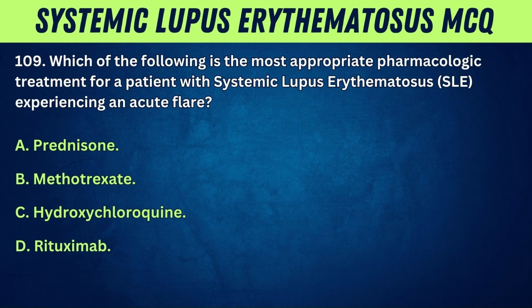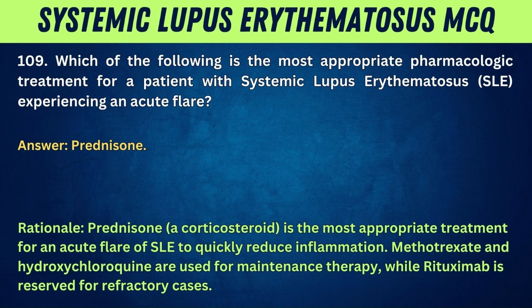109. Which of the following is the most appropriate pharmacologic treatment for a patient with systemic lupus erythematosus, SLE, experiencing an acute flare? A. Prednisone. B. Methotrexate. C. Hydroxychloroquine. D. Rituximab. Answer: prednisone.